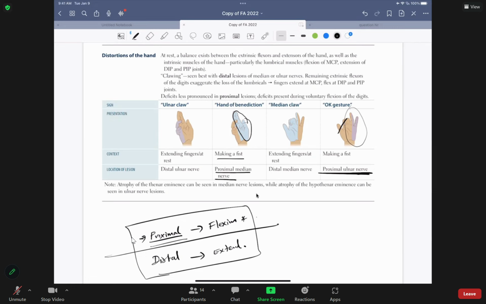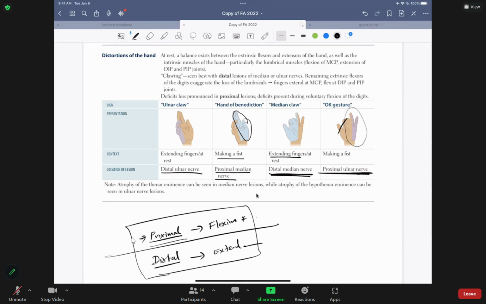Anybody has any issues so far? Okay. Now, anytime you have a distal lesion, you cannot extend. Let's pretend I want to extend all my 5 fingers, but I have a distal median nerve lesion. That means I could extend this finger and half of this, but I cannot extend the first 3. Does that make sense, folks? That's distal median nerve. Same thing, if I have a distal ulnar nerve, I cannot extend the 4th and 5th. Is that clear, folks? That's this.